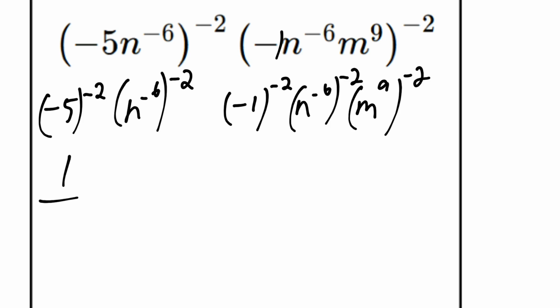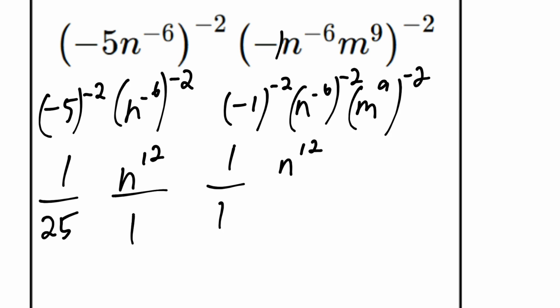This one is effectively going to be like 1 over 25. Negative 6 times a negative 2 is a positive 12. And I'll put over 1 just to keep things organized. Negative 1 on the bottom is going to be like 1 over 1. This one is going to be negative 6 times a negative 2, which is n to the 12th. And 9 times a negative 2 is negative 18. So this one I'm going to move to the bottom as a positive 18.